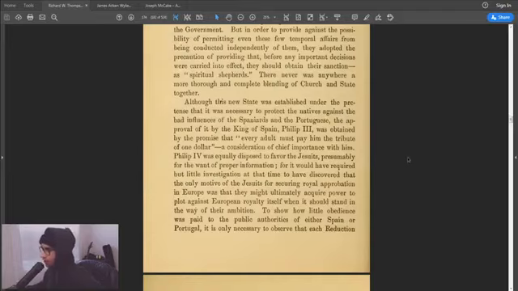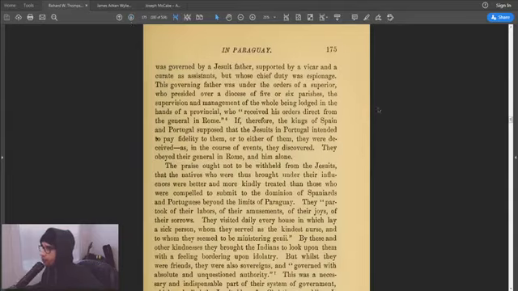Think about today, think about your country. To show how little obedience was paid to the public authorities of either Spain or Portugal, it is only necessary to observe that the reduction was governed by a Jesuit father, supported by a vicar and a curate as assistants, but whose chief duty was espionage.